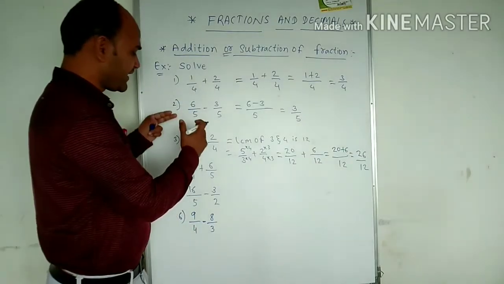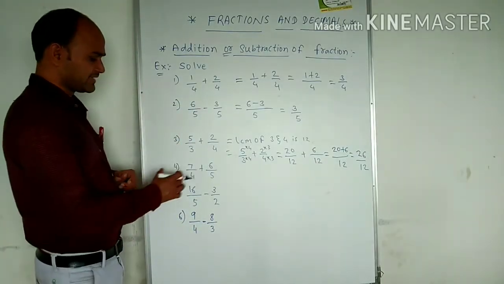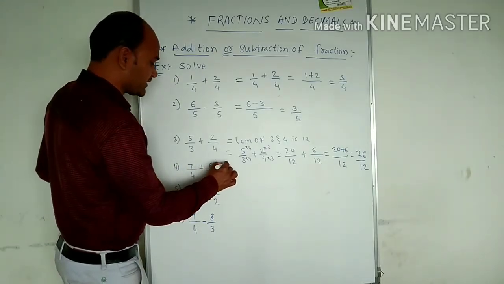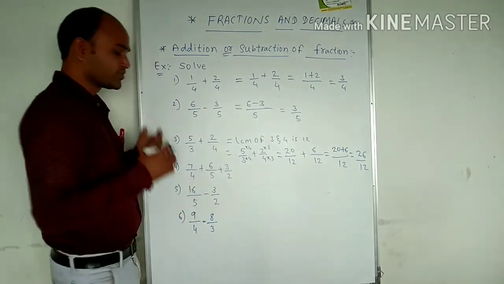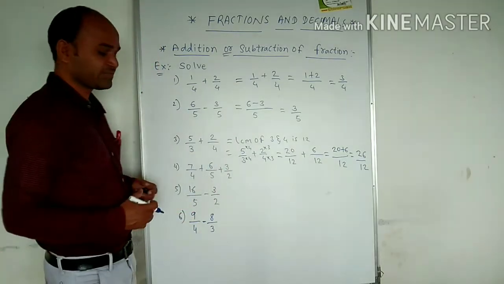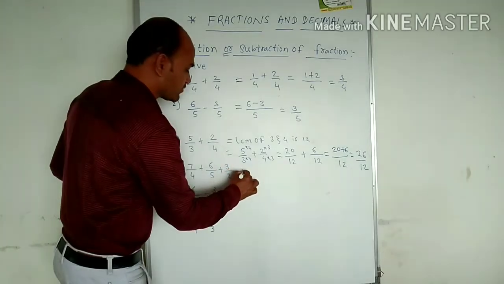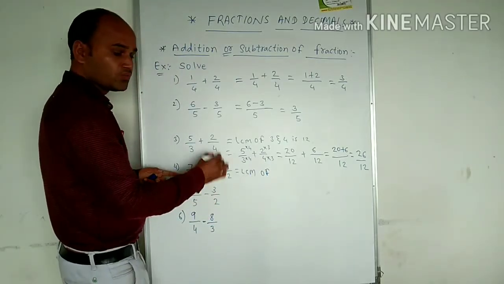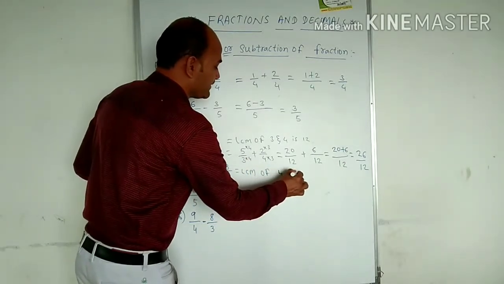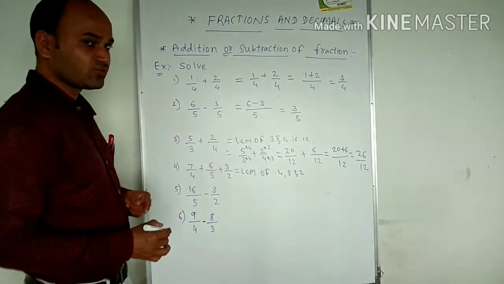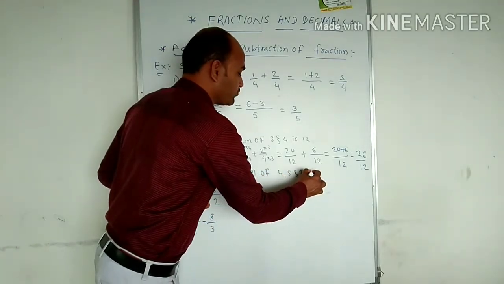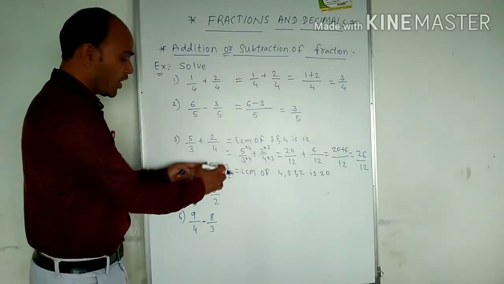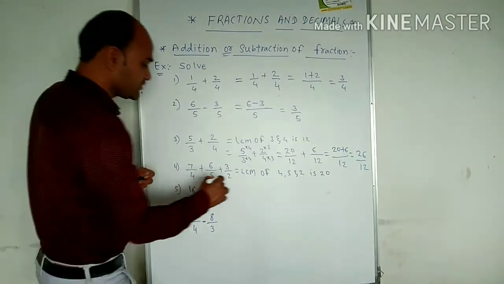Now another question like this. If the question has 3 fractions, how do we find it? Let's see. Firstly find the LCM of the denominators 4, 5 and 2. The LCM of 4, 5 and 2 is 20. So make all the denominators 20. Let me see how to make it.